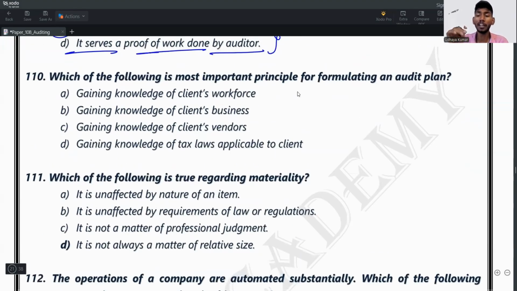Question number 110. Which of the following is the most important principle for formulating an audit plan? Gaining knowledge of client's workforce, client's business, client's vendors, or tax laws applicable to the client. Here the answer is you have to gain knowledge of the client's business, not workforce or vendors. Then only you can prepare the audit plan, and then only you can generate the audit strategy. In continuation, you can prepare the audit program accordingly.